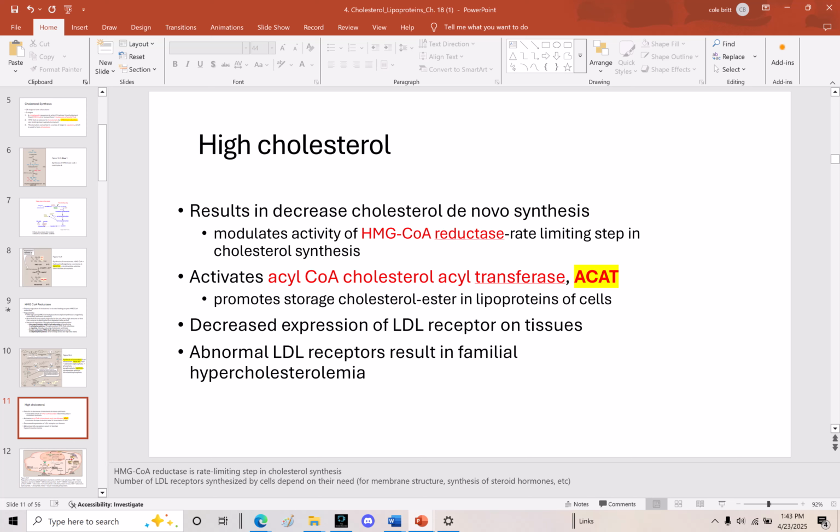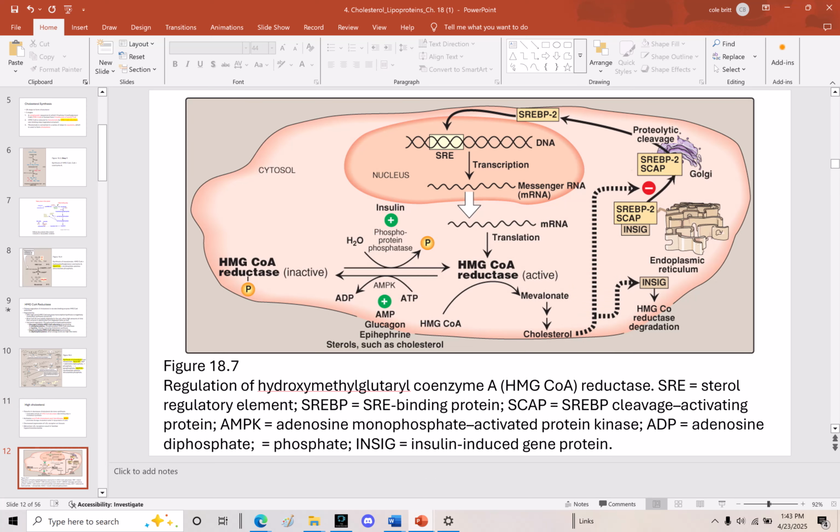All right, what is this slide about? Okay, I see. This is a picture from your textbook.